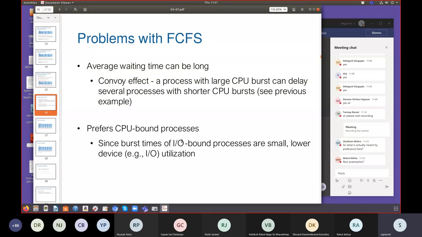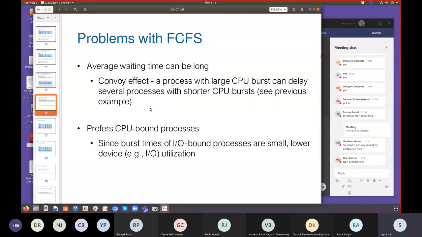So okay, Shubham, what is actually meant by preference here is just a way of writing the English. What is meant is that FCFS is not at all a very efficient scheme. Even then, it works slightly better if there are more CPU bound processes. Of course, a scheduling algorithm cannot have any preference for processes. Whatever processes are there in the system, it has to schedule.